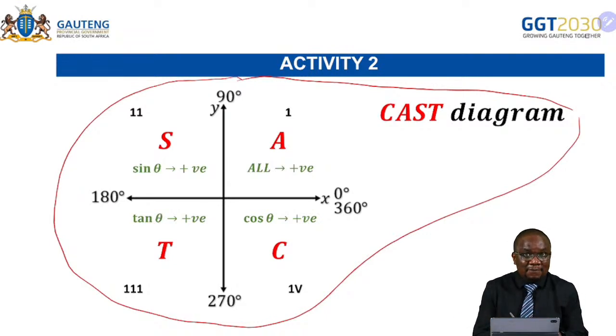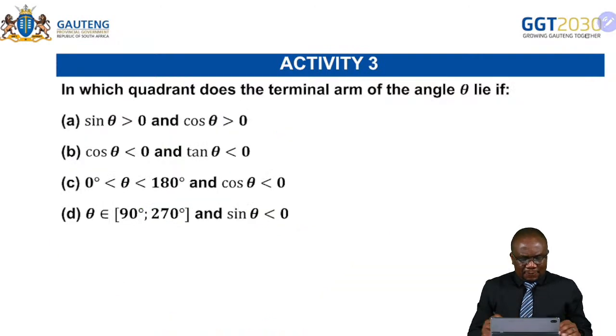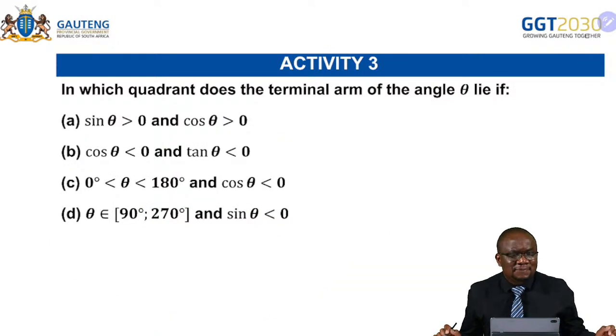Remember the CAST diagram. You see, quadrant 4, only cos theta is positive. Quadrant 1, all of them are positive. Quadrant 2, sine theta is positive. Quadrant 3, tan theta is positive. Are we together? Right. Now, I'll do the first one.